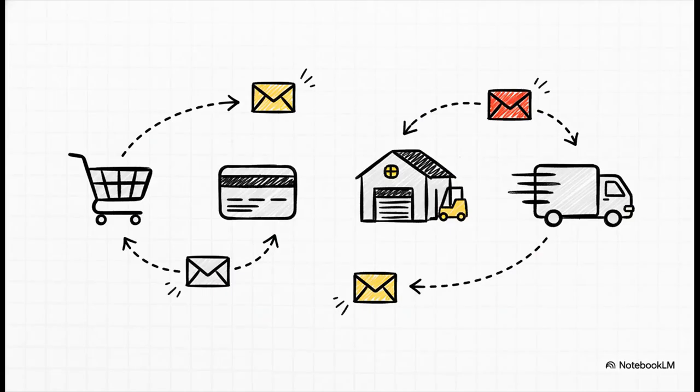So in a choreographed flow, services just listen and react. The checkout service fires an order-placed event. The payment service hears it, does its thing, and then fires a payment-approved event. Then the inventory service hears that and gets to work. It's a decentralized, natural chain reaction.